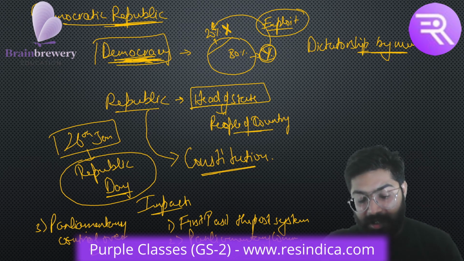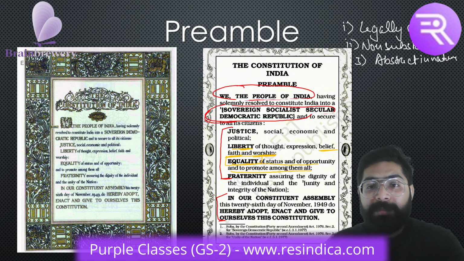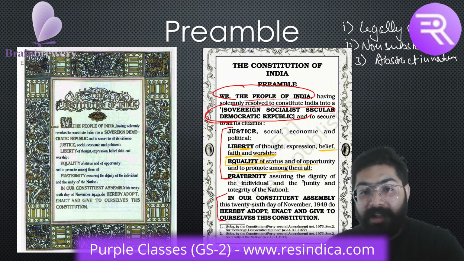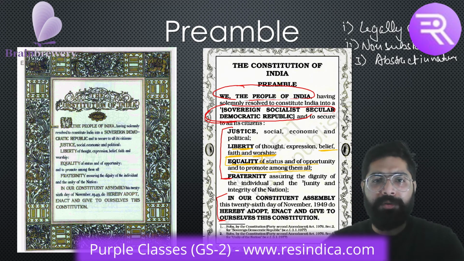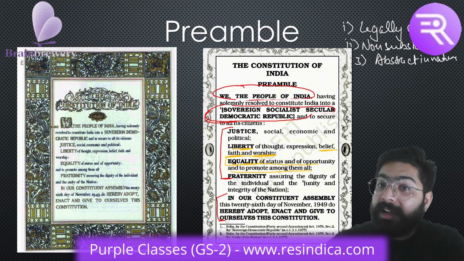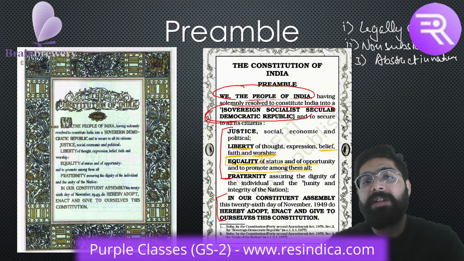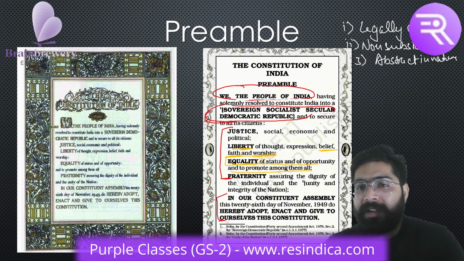So this is how you can understand the preamble as a whole. We, the people of India, having solemnly resolved to constitute India into a sovereign, socialist, secular, democratic republic. These words, sovereign, socialist, democratic republic, mention the objectives. However, sovereign democratic republic might have been the words mentioned in the objectives resolution. So that is why they mentioned the objectives of a country. Now it is referring to the nature of the country. And we, the people of India, is a source of the constitution as well as the preamble.